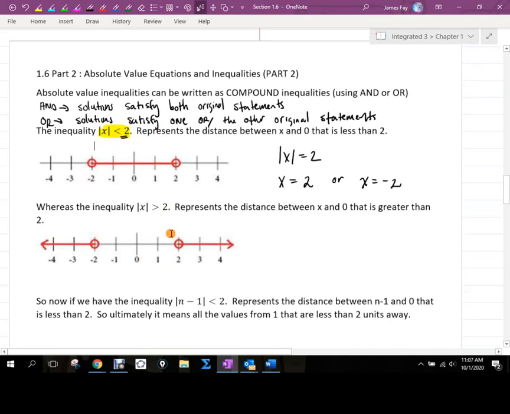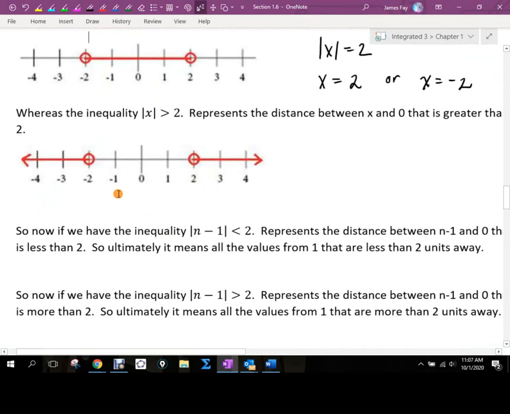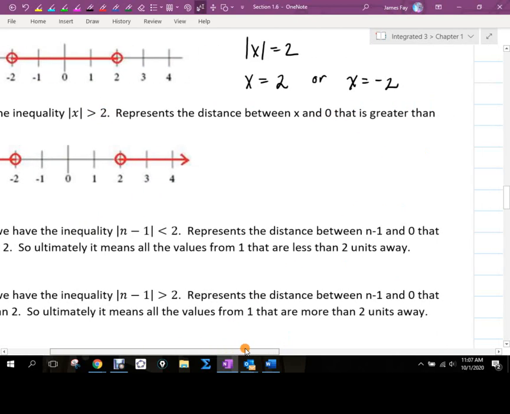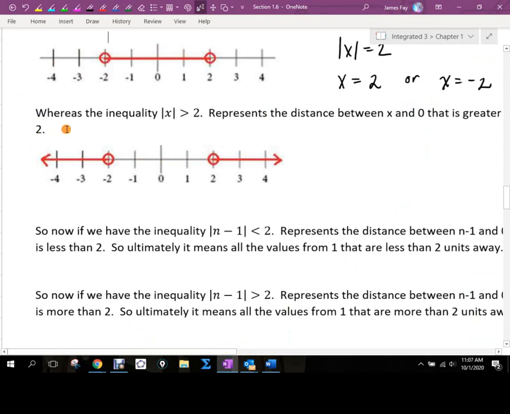If we look at the next one, it says the inequality, the absolute value of x is greater than 2, represents the distance between x and 0 that is greater than the value 2, or a distance of 2. So again, if I said the absolute value of x was equal to 2, that would yield x equals 2 and x equals negative 2. That would be the starting points. That's the exact distance of 2 away from 0 on either side of 0.